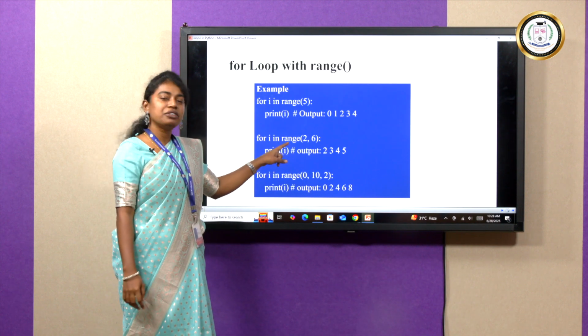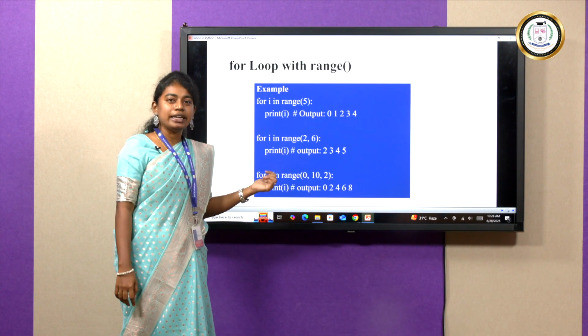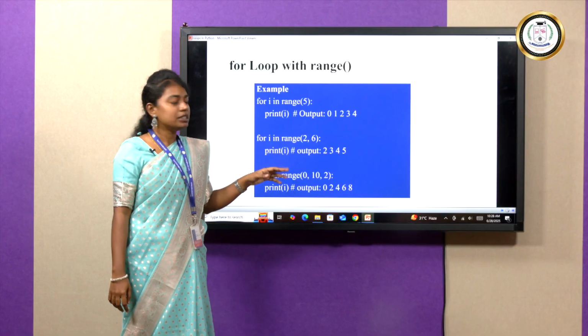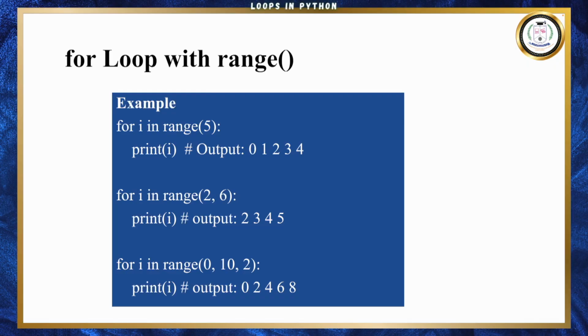So here I'm giving two numbers. 2 is the starting element and 6 is going to be the ending element. So it will print 2, 3, 4 and 5. 6 won't be printed. So that's the example.